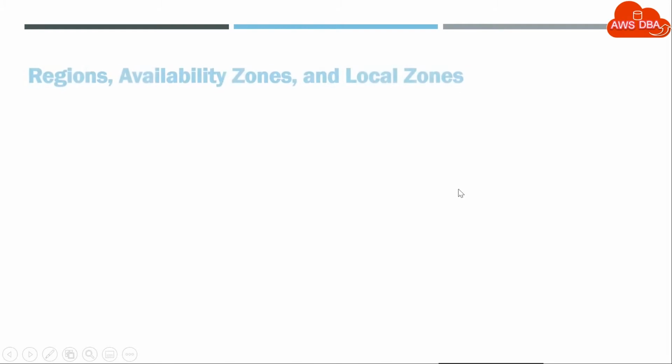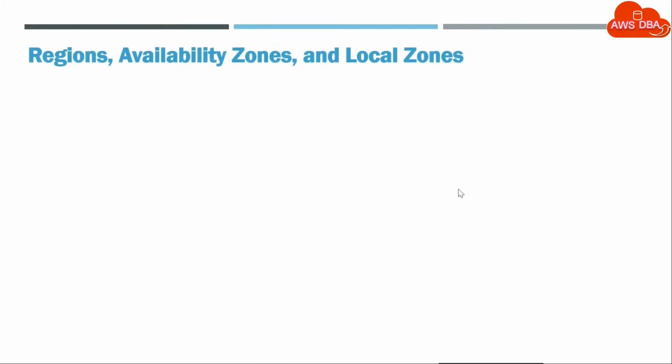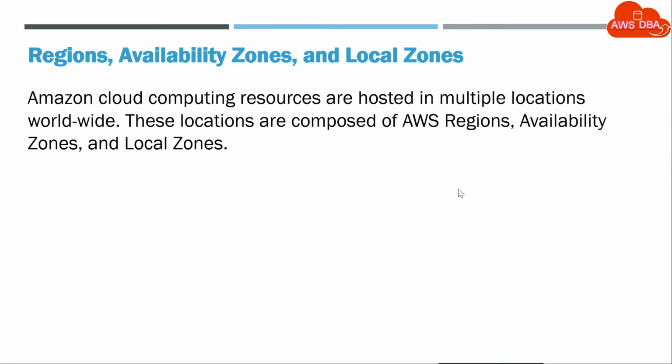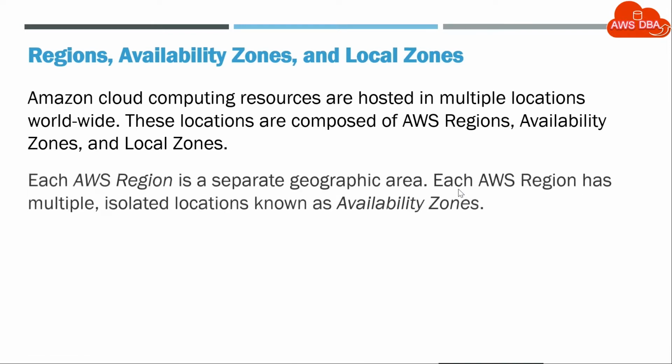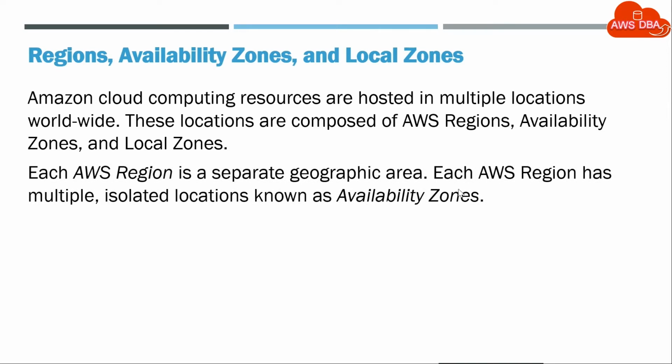We are going to see about regions, availability zones, and local zones. Amazon Cloud Computing resources are hosted in multiple locations worldwide. These locations are composed of AWS regions, availability zones, and local zones. Each AWS region is a separate geographic area. Each AWS region has multiple, isolated locations, known as availability zones.